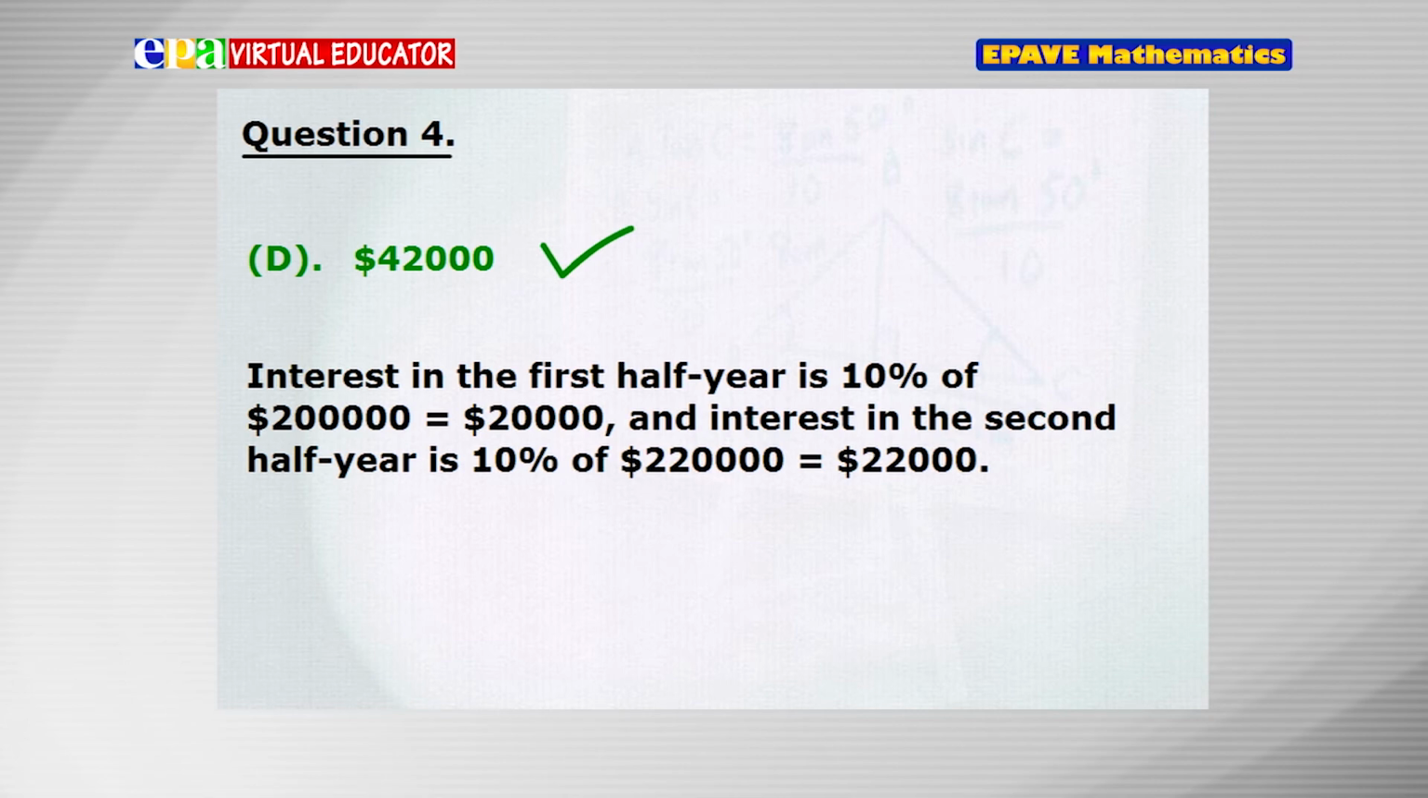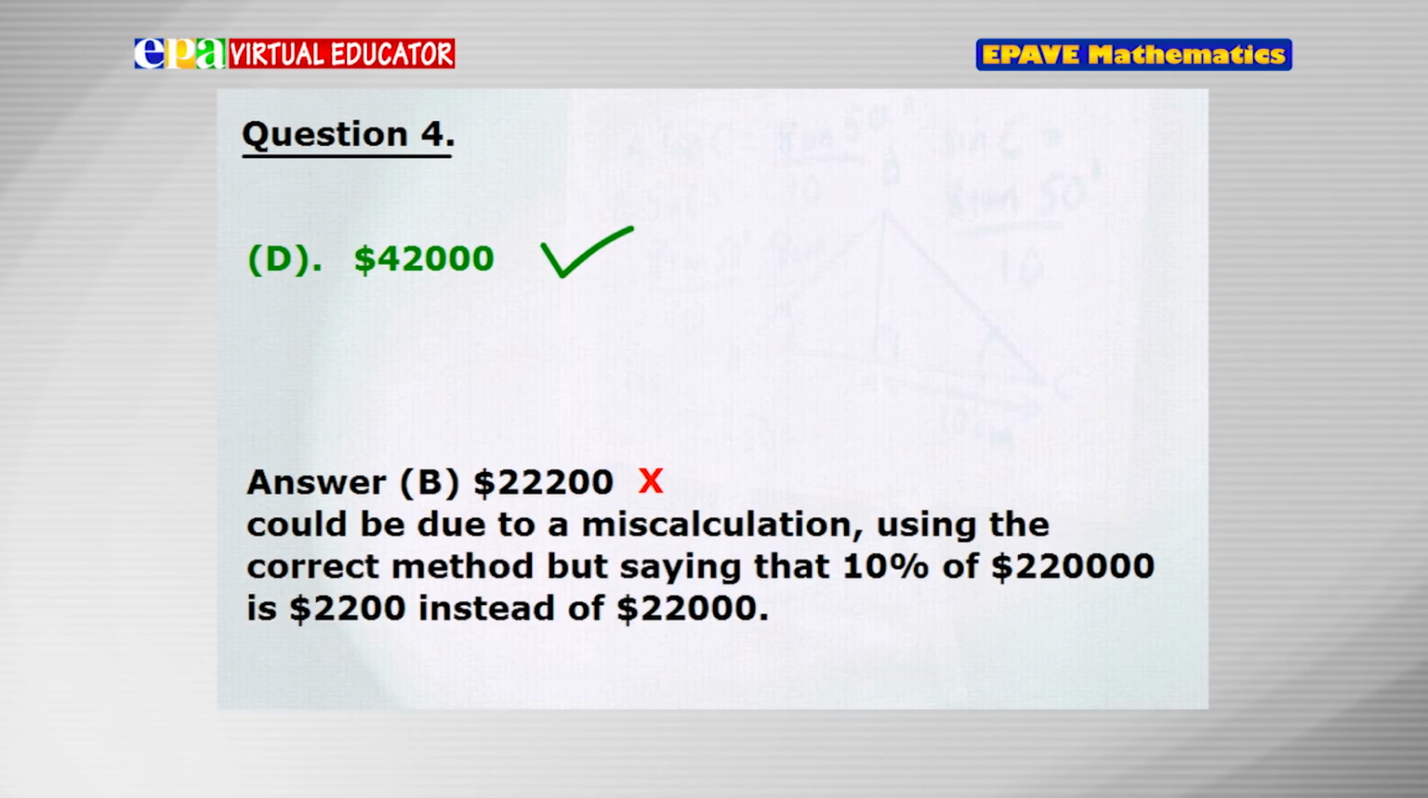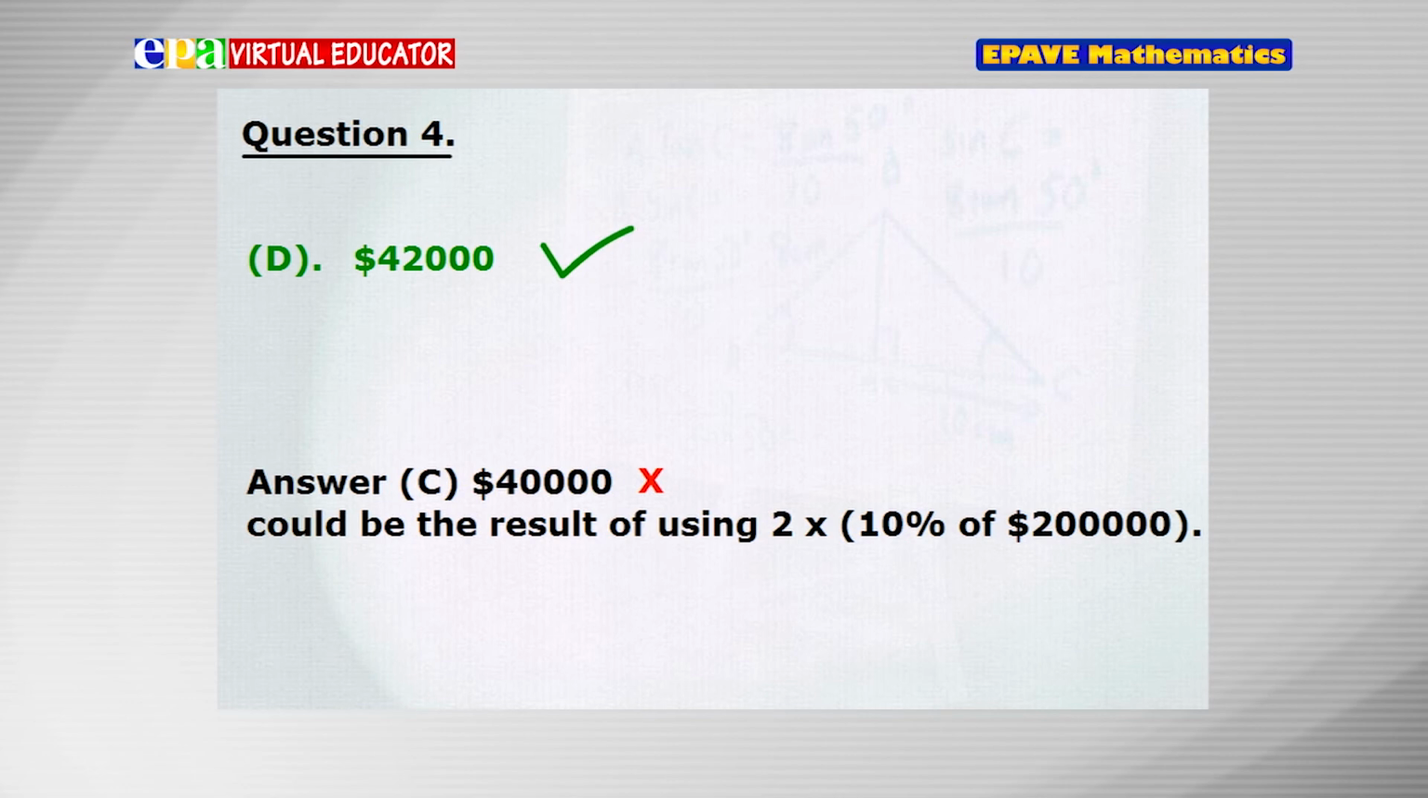The correct response to question 4 is D. Interest in the first half year is 10% of $200,000, which is equal to $20,000, and interest in the second half year is 10% of $220,000, which is equal to $22,000. Answer A could be the result of just using 10% of $200,000. Answer B could be due to a miscalculation, using the correct method but saying that 10% of $220,000 is $2,200 instead of $22,000. Answer C could be the result of using 2 times 10% of $200,000.